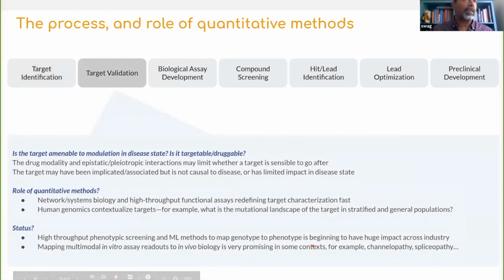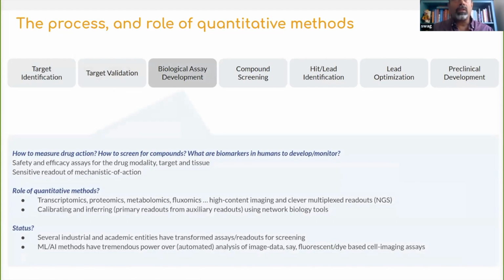On the target validation side, the questions one usually asks are: is the target a good target to modulate, and is it druggable? Is it leading to the outcome desired in the disease state? And there are drug modalities which might have epistatic or pleiotropic effects for the gene target, for example. The status of the field here is that high throughput phenotypic screening and machine learning methods are enabling mapping of genotype to phenotype, especially in cell assays, and beginning to have a huge impact across industries. Phenotypic screening has always played an enormous role, but now it's enabled, I would say, by automation and readout complexity in traditional arenas where machine learning has been very successful. For example, image analysis of cell assays. And the same story holds for biological assay development in general.